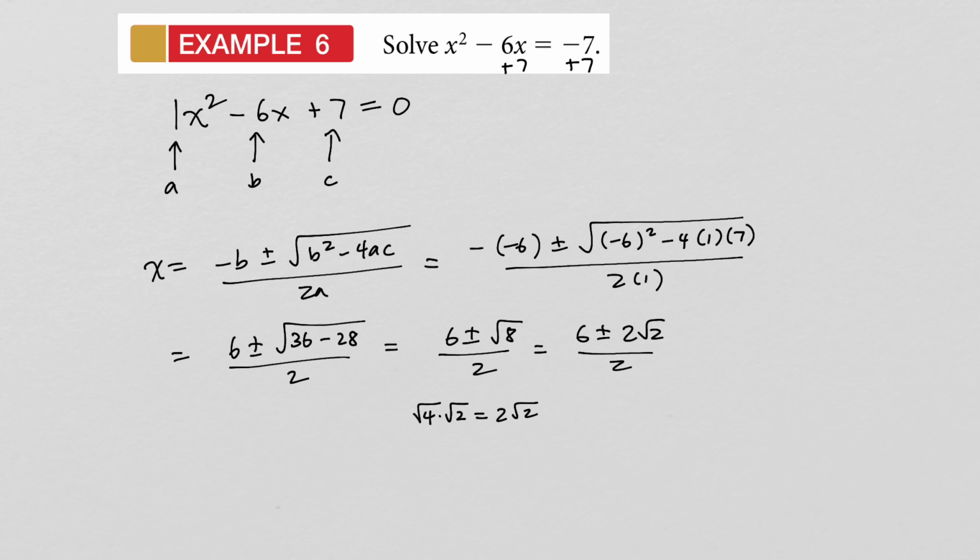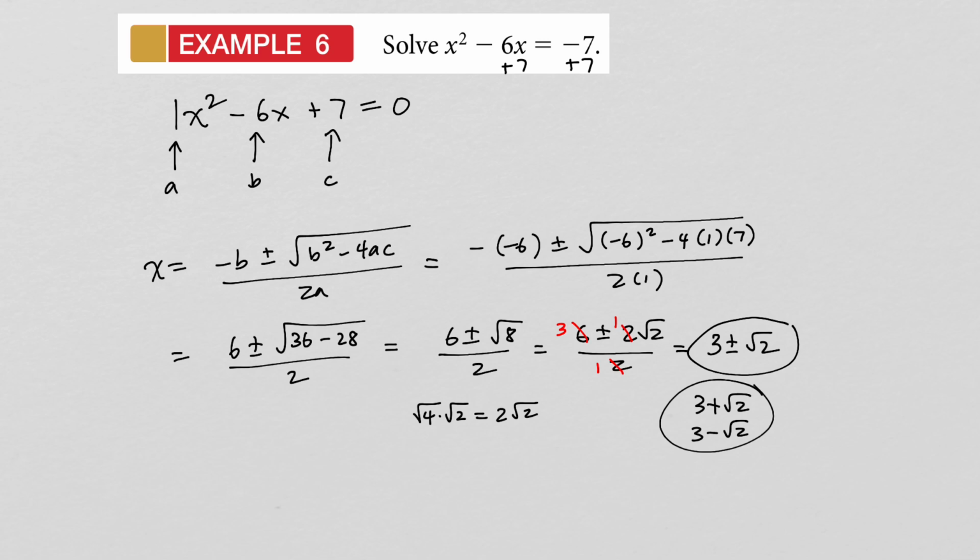Now I can cancel a 2, because all three of these numbers have a 2. So 2 goes into 6 3 times, 2 goes into 2 1 time, and 2 goes into 2 1 time. And so what we have left over is 3 plus or minus 1 radical 2 divided by 1. And those are the same answers we got a minute ago: 3 plus radical 2 and 3 minus radical 2. So you have your choice here of completing the square or using the quadratic formula. Most students prefer the quadratic formula.